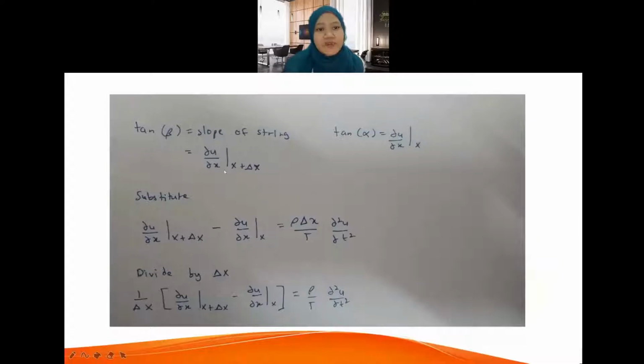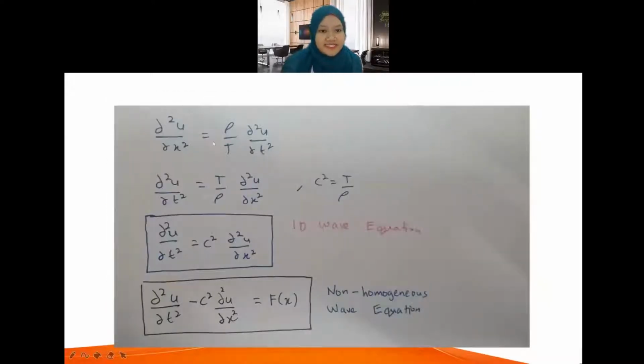We can assume it to be del u over del x at x plus delta x, and tangent alpha equal to del u over del x at x. We just have to substitute this tangent alpha and tangent beta here and we will get this. We divide this by delta x and we will get this. This is basically just del squared u over del x squared. And we just have to rearrange it and we will get this.